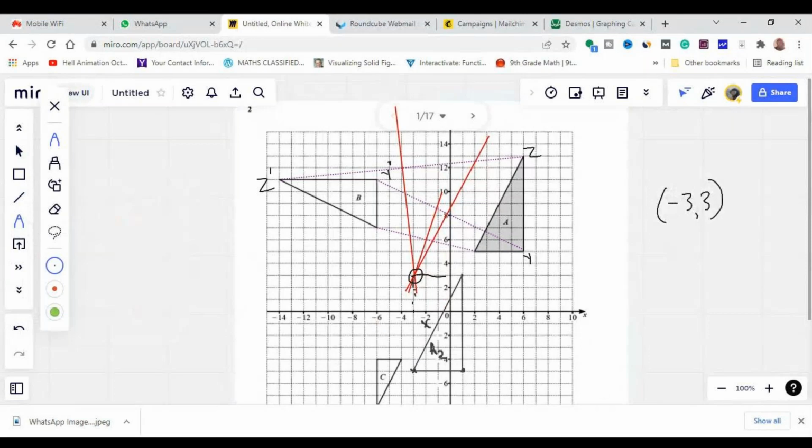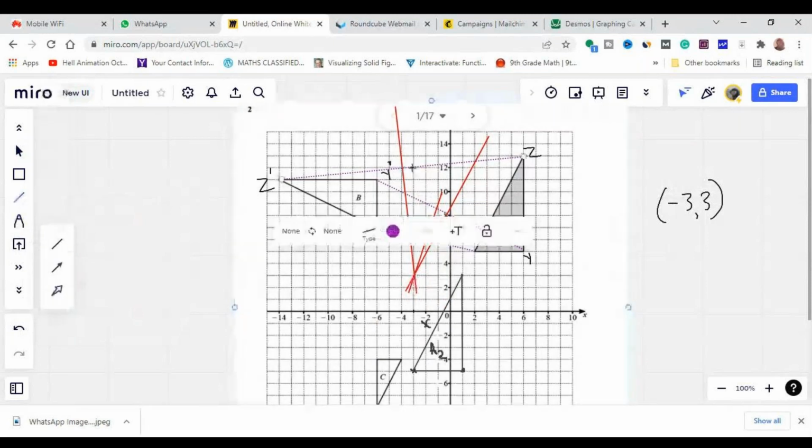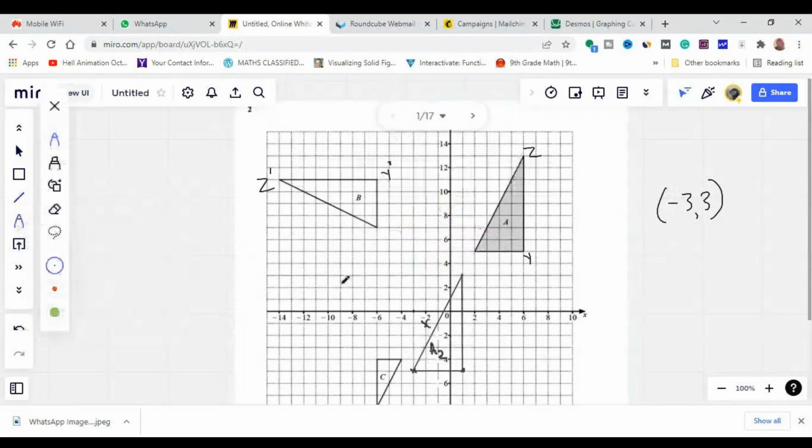Now what is left? Angle of rotation is left. Now, if you have understood this, I'm going to remove all these lines now. Because now I'm going to show how the angle of rotation is going to be obtained. So I've just explored my center of rotation, so I'm going to remove my lines. I highlight my center of rotation, that is minus 3, 3. This is my center of rotation.